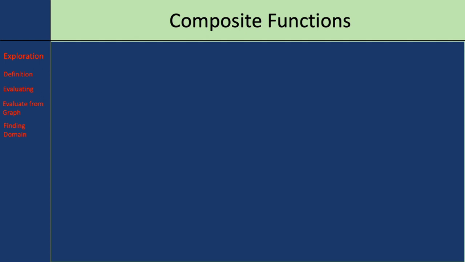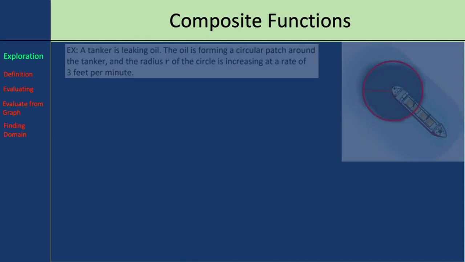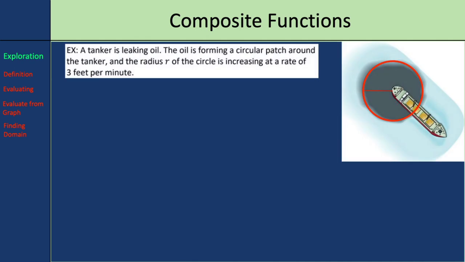But yeah, so we're talking about composite functions here for section 5.1, and we start with a little exploration, right? Here we have a tanker that is leaking oil, and it's forming a circular path around the tanker. The radius r is increasing at a rate of 3 feet per minute. So part A, they're asking you to model this radius r as a function of time. So basically, what do you do with time to get the radius? Well, it's increasing 3 feet per minute.